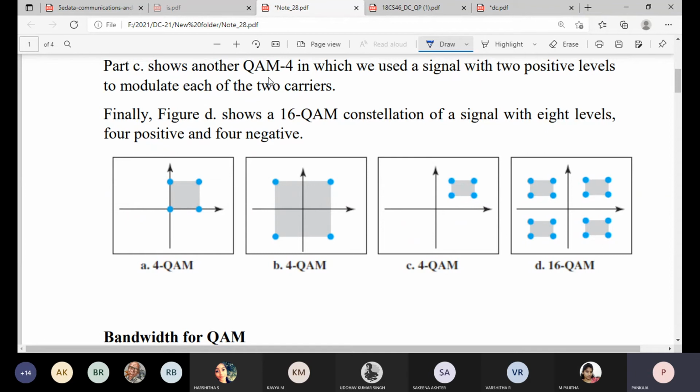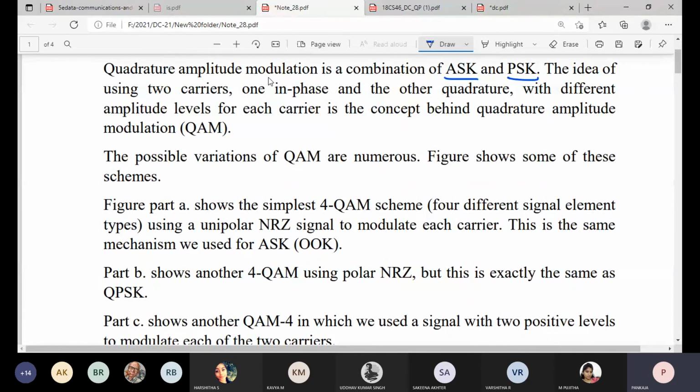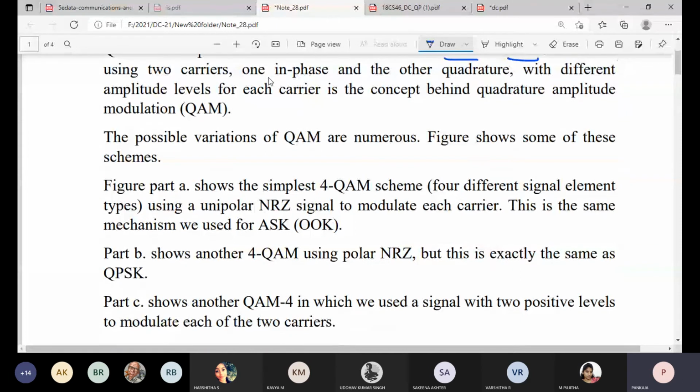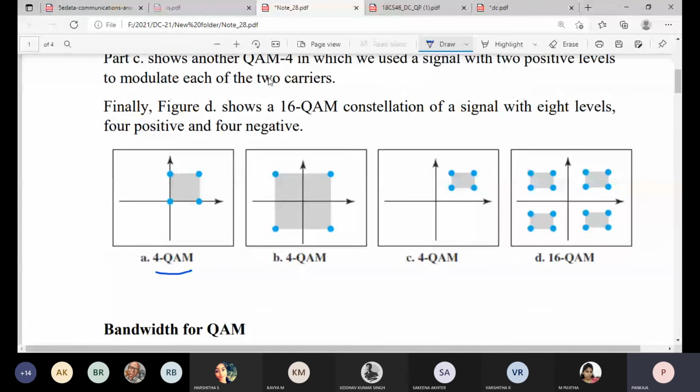You can just observe this is for 4QAM. 4QAM indicates 4 different signal element types. Once again you are considering a unipolar NRZ signal, so don't worry about that. This diagram indicates what exactly it tells for QAM. Here there is a change in the phase and also amplitude. The amplitude remains the same but the phase is changed. So this is another way of representing QAM.